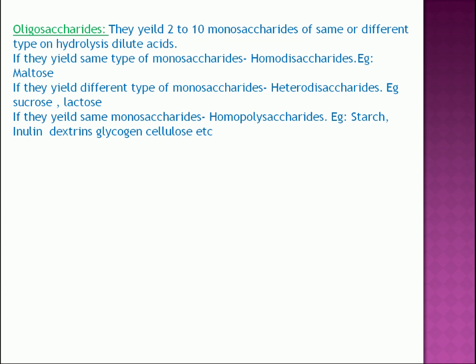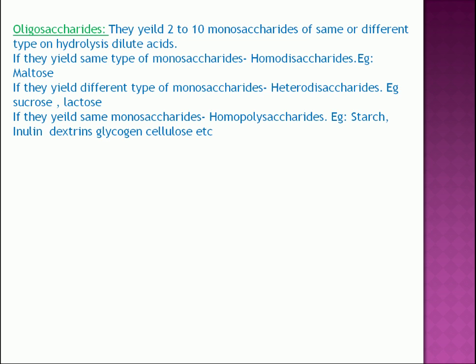If they yield different types of monosaccharides, they are known as heterodisaccharides. Example: sucrose contains glucose and fructose joined together by a 1,2-glycosidic bond. Lactose is a milk sugar which contains galactose and glucose joined together by a beta-1,4-glycosidic bond. Polysaccharides: if they yield the same monosaccharides, they are homopolysaccharides.